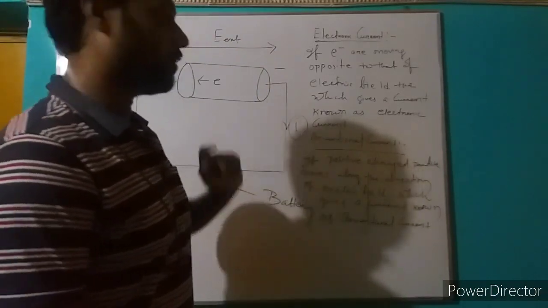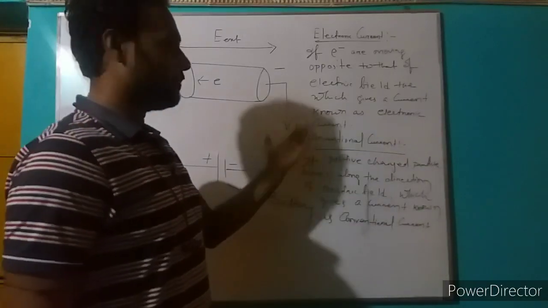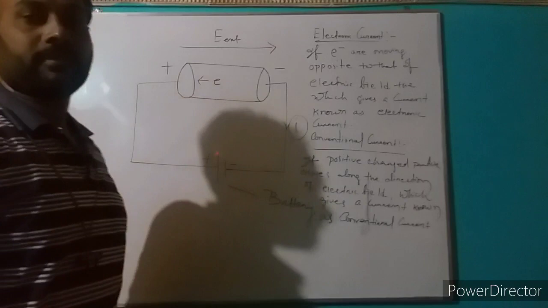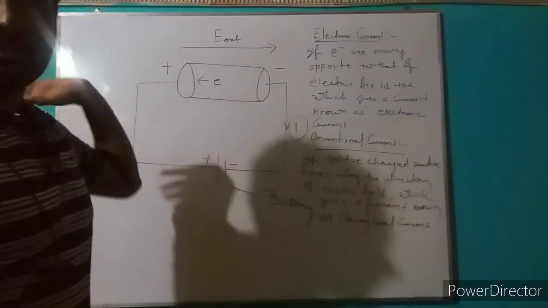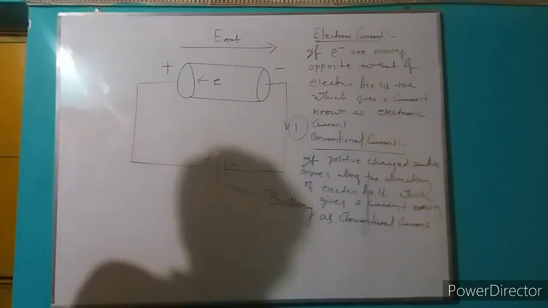The conventional current, which is related to electric current, and the electronic current become similar in nature. Now I'll discuss drift velocity. So this is all about the classical representation of electric current. Clear? So please note it.